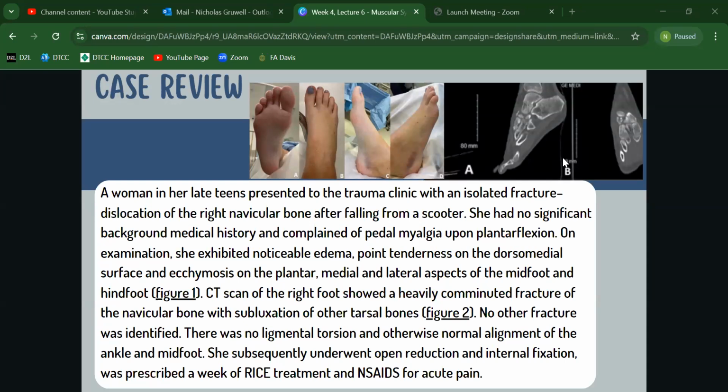Hey everybody, this is our last lecture for Unit 2. We're going to talk about the muscular system. So like usual, we'll start with a quick case review.